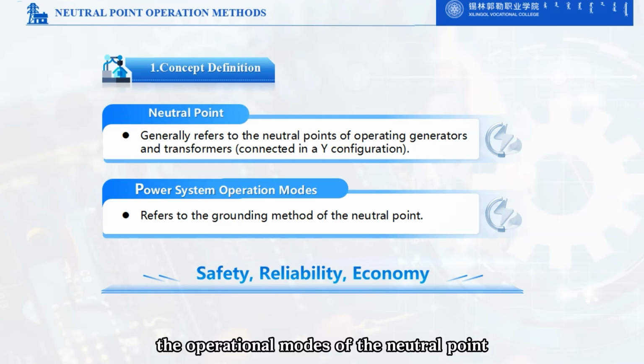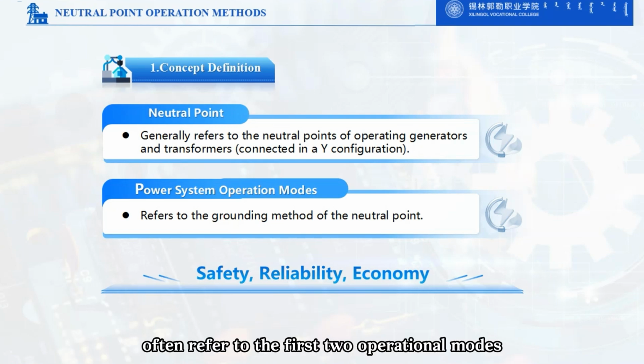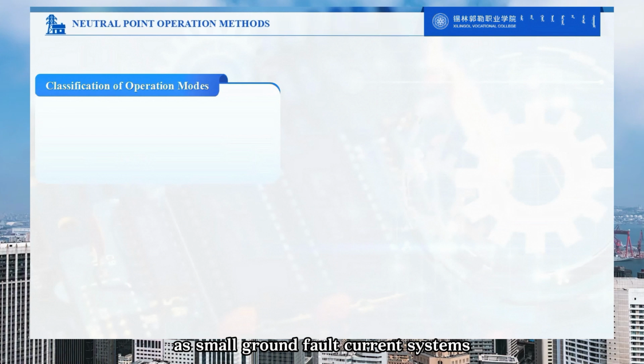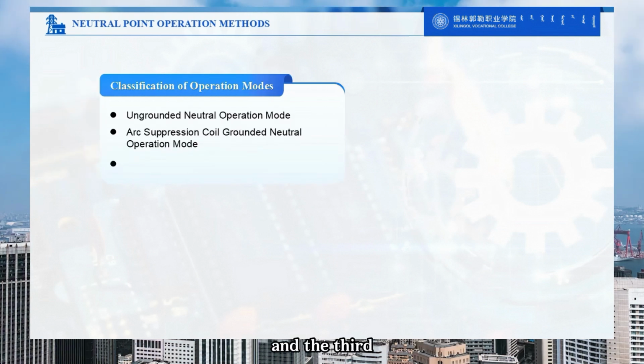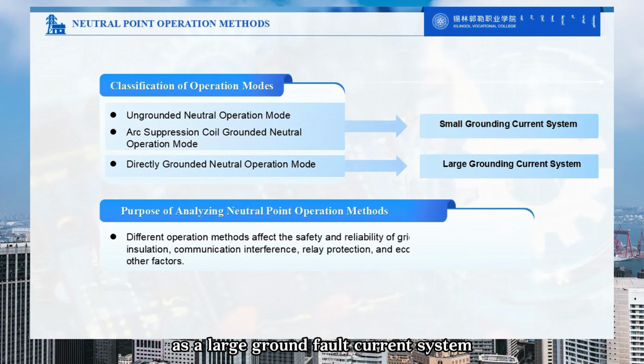The operational modes of the neutral point refer to its grounding methods, which can be divided into the ungrounded neutral point operational mode, the arc suppression coil grounded neutral point operational mode, and the directly grounded neutral point operational mode. In the field, technical personnel often refer to the first two operational modes as small ground fault current systems, and the third directly grounded neutral point operational mode as a large ground fault current system.